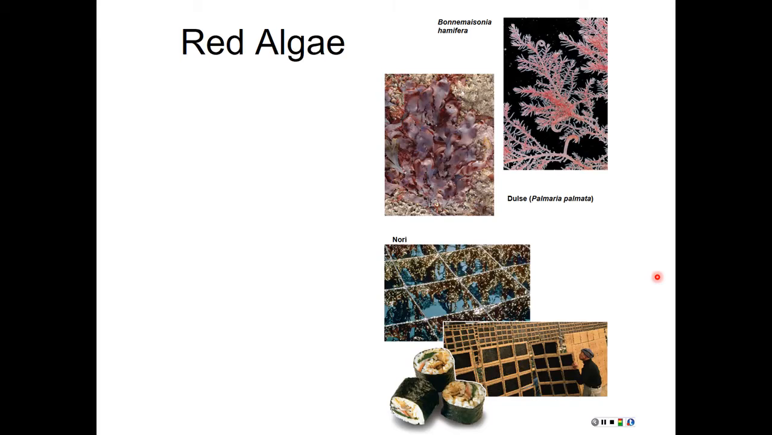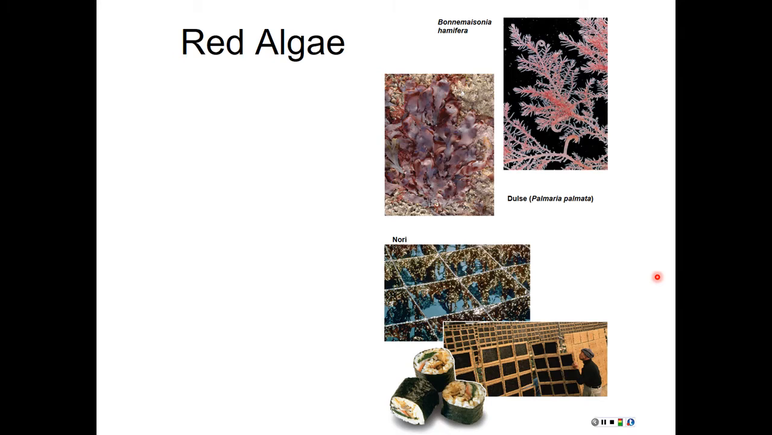Oh, and by the way, all of the supergroup Archaeplastida, one thing they have in common is that their common ancestor absorbed a photosynthetic cyanobacterium through endosymbiosis that became the chloroplast, which is what holds the photosynthetic pigments. So these are all going to be photosynthesizers.